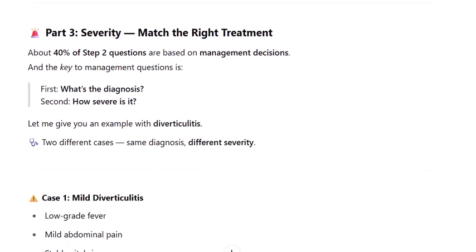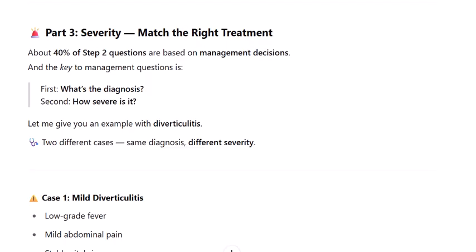Part 3, Severity. Match the right treatment. About 40% of Step 2 questions are based on management decisions. And the key to management questions is, first, what's the diagnosis? Second, how severe is it? Let me give you an example with diverticulitis. Two different cases, same diagnosis, different severity.